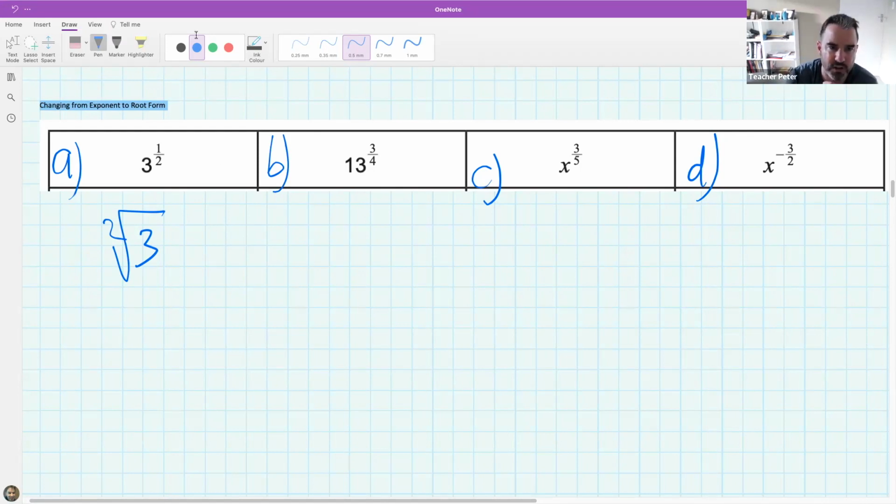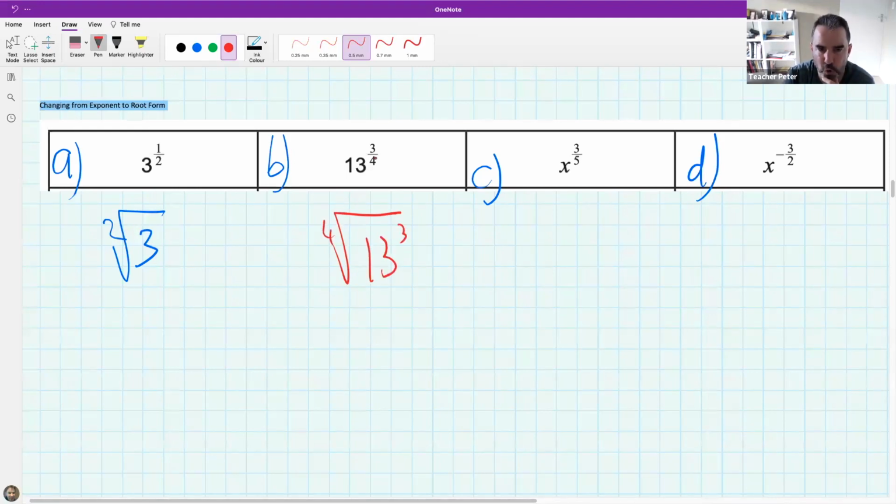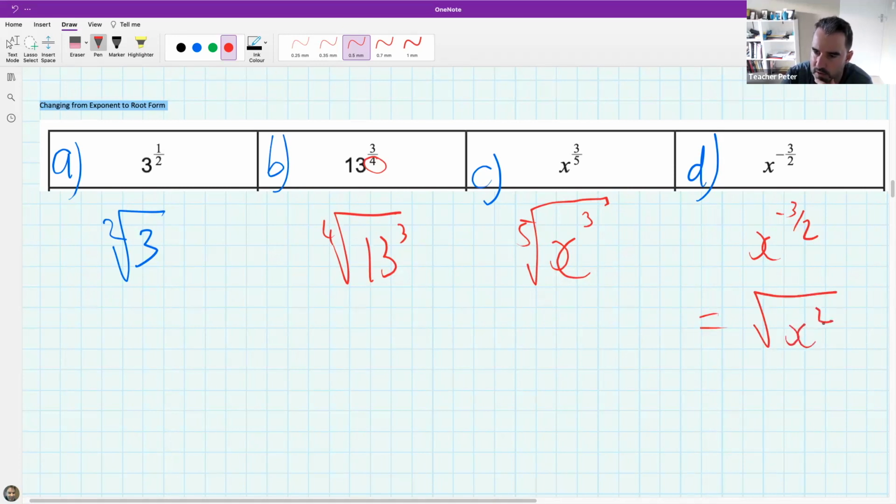Okay, so if we look at this, the main thing that we need to remember is that this is going to be like that. So the 4 basically comes outside, the 4th root of 13 cubed. And then over here, it is going to be the 5th root of that. Now over here, the negative actually has to attach to the minus 3. So it has to be like this, in which case we are going to get this like that. So this is going between power form and root form.